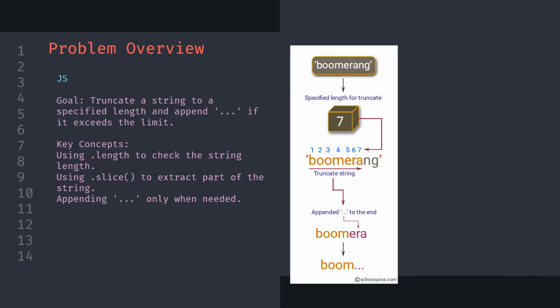The goal is to check whether a string's length exceeds the specified limit. If it does, you truncate it and add the ellipsis. If it is within the limit, you return it unchanged.